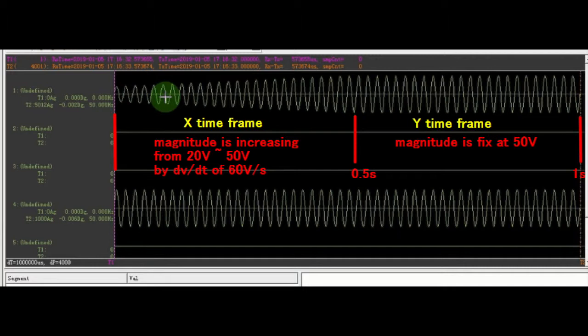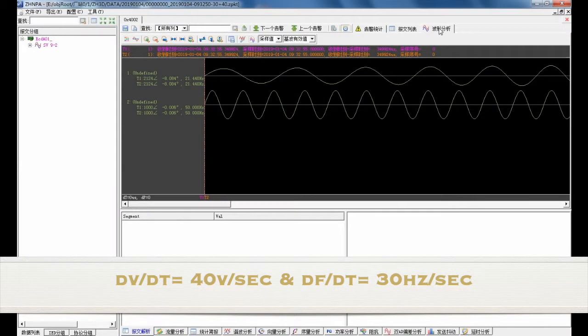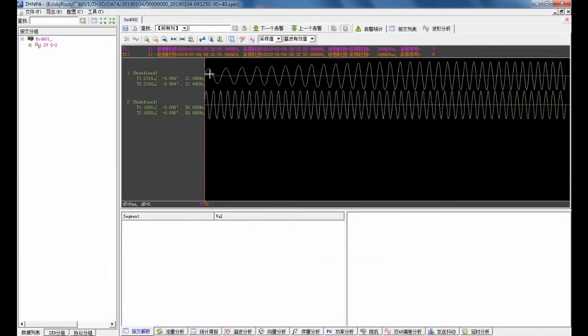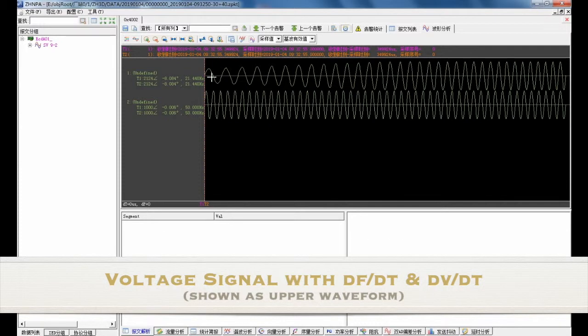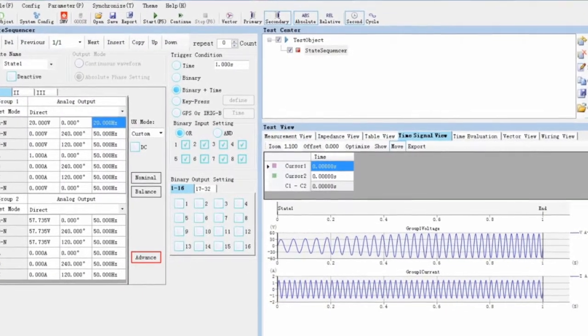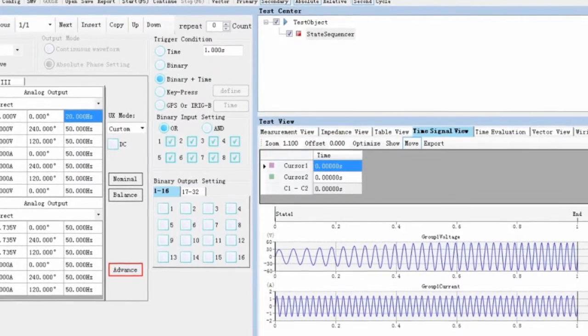In the last simulation, let's try to simulate a voltage signal with dv by dt of 40 volts per second and df by dt of 30 Hz per second together. We can observe in sampled value waveform that both the magnitude and the frequency of the voltage signal are increasing linearly with time. Also, the waveform is similar in the KRT software's time signal view.